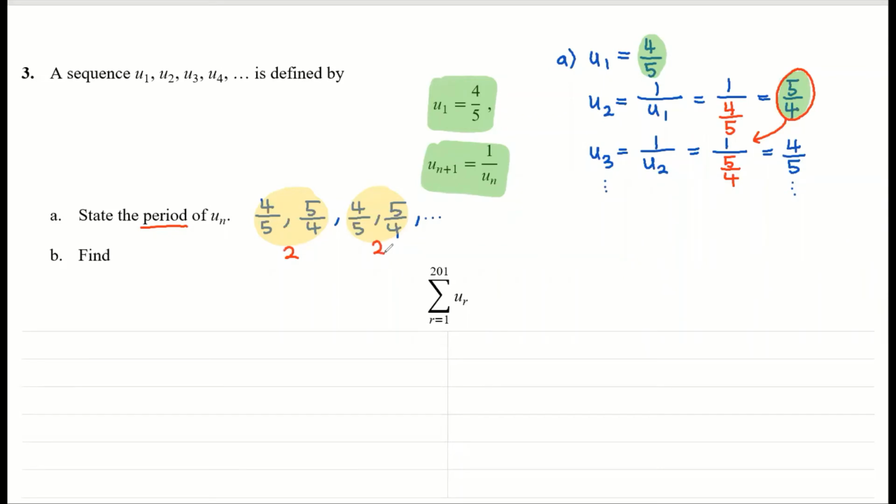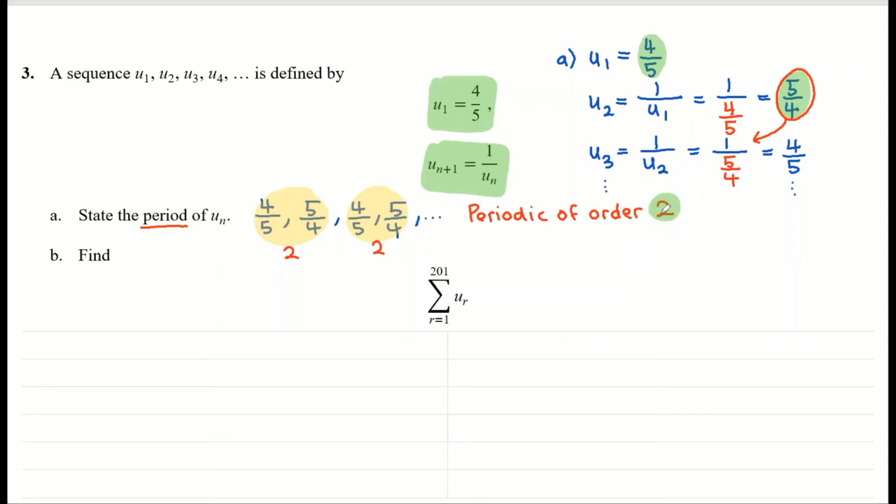Okay, so it's periodic of order 2. Okay, so the order is basically how many terms does it take before it repeats. Yeah.